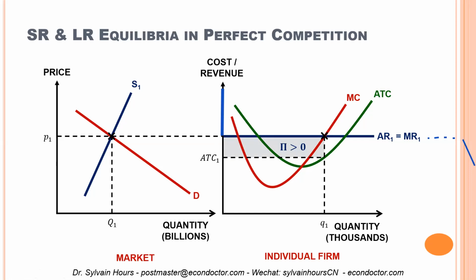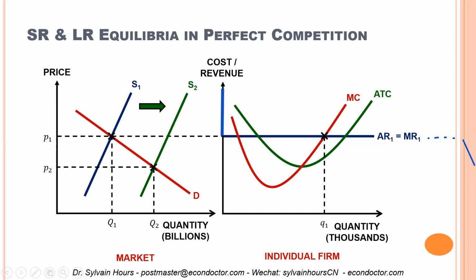Now, what is going to happen in the long run? Firms outside the market see that this market is profitable. We can make profit in this market, let's enter. Can we do that? Yes, there are no barriers to entry. So more firms are going to enter this market, leading to an increase in the market supply from S1 to S2. The consequence is that the market price is going to decrease from P1 to P2.